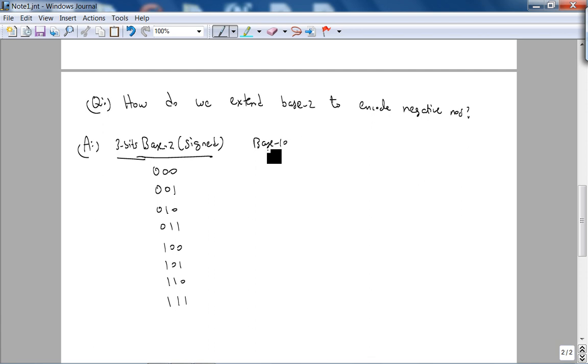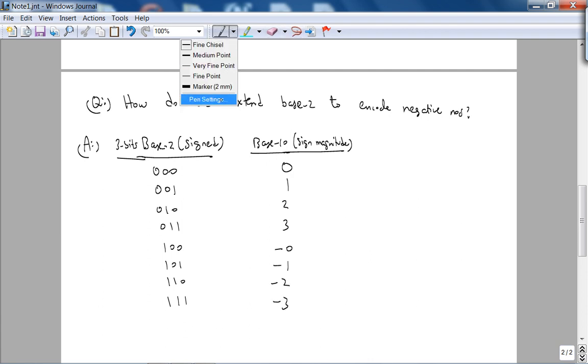And the corresponding base 10 representation, as a first shot, as an engineer, what you would probably do is called sign magnitude. You would use the most significant bit as a sign bit, a lot like writing a plus sign when it's 0 and a minus sign when it's 1. This would translate into 0, 1, 2, 3, negative 0, negative 1, negative 2, negative 3. You can immediately see the disadvantage: you have two representations for 0. Any hardware circuit you design must take this fact into account. So sign magnitude quickly fell out of vogue for representing negative integers. However, sign magnitude is still used, for example, in floating point.